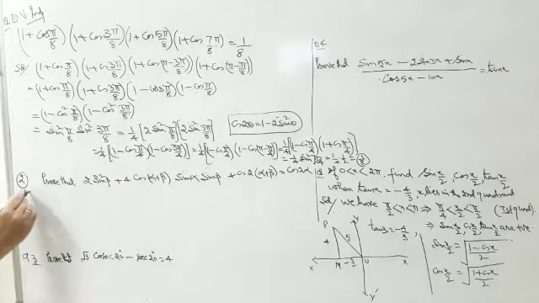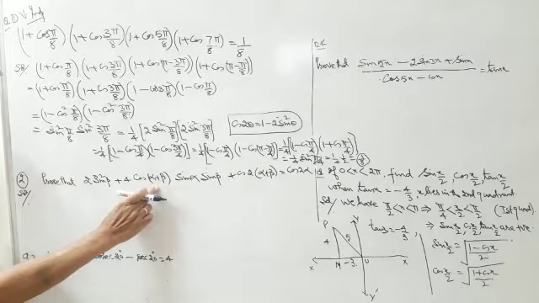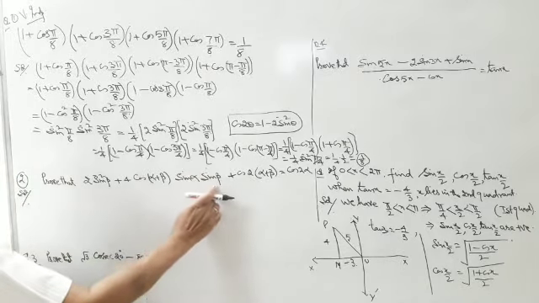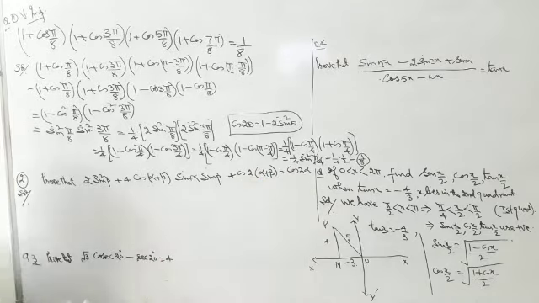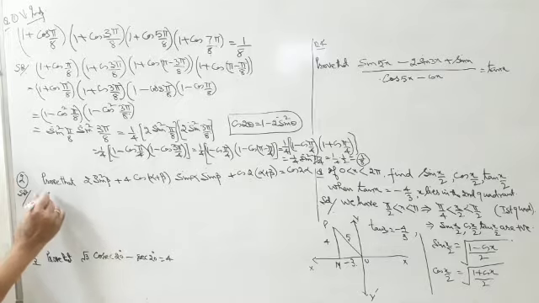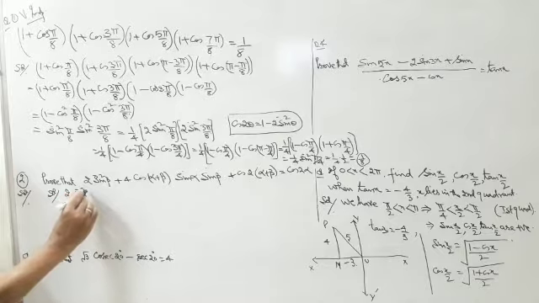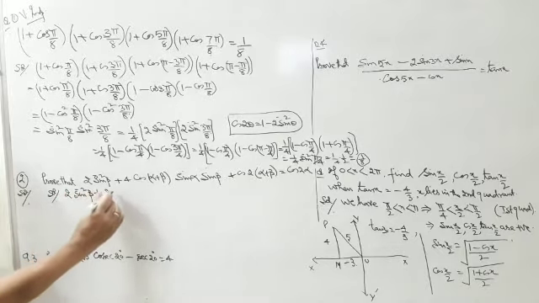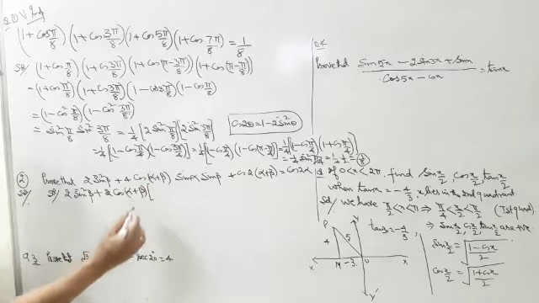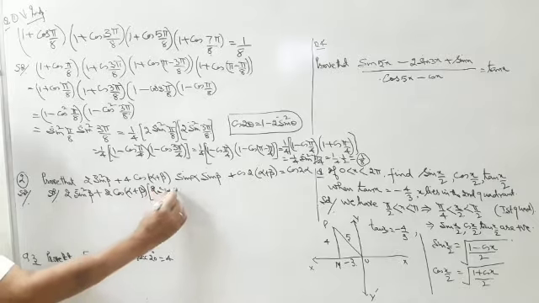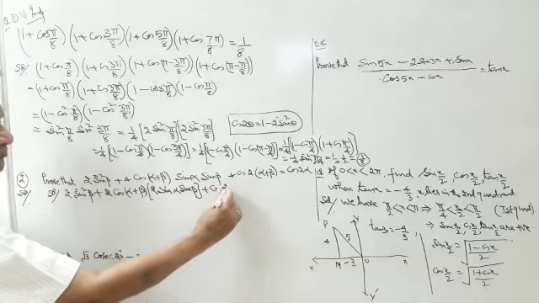Look at the solution for this. Note it down: 2 sin square beta plus 4 cos alpha plus beta sin alpha sin beta plus 2 cos alpha plus beta is equal to cos 2 alpha. See, a very important, a bit typical question. Solution: left hand side is 2 sin square beta plus 2 cos alpha plus beta into 2 sin alpha sin beta plus cos alpha plus beta.